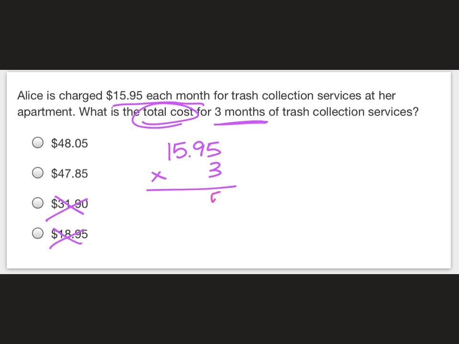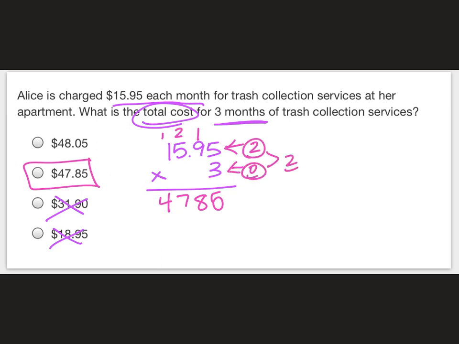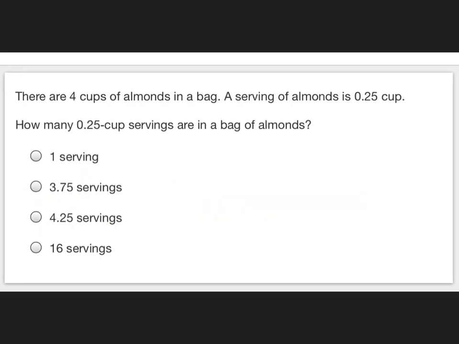5 times 3 is 15, carry your 1. 3 times 9 is 27, plus 1 is 28. 3 times 5 is 15, plus 2 is 17. And 3 times 1 is 3, plus 1 is 4. So just by looking at the numbers, I know it's going to be this answer, but remember we had to go back and look and see our decimal places. This one has 2, this one has 0. So it's 2 places altogether, so 1, 2. That's why your answer is $47.85.